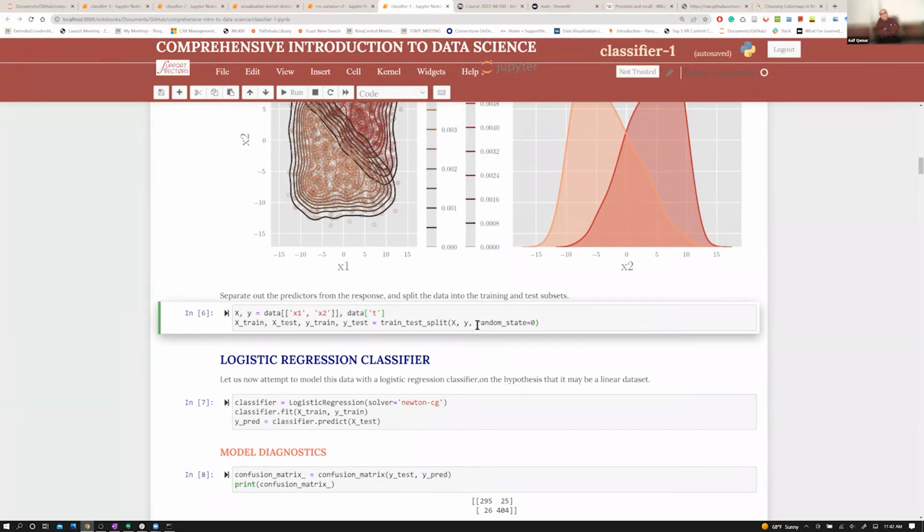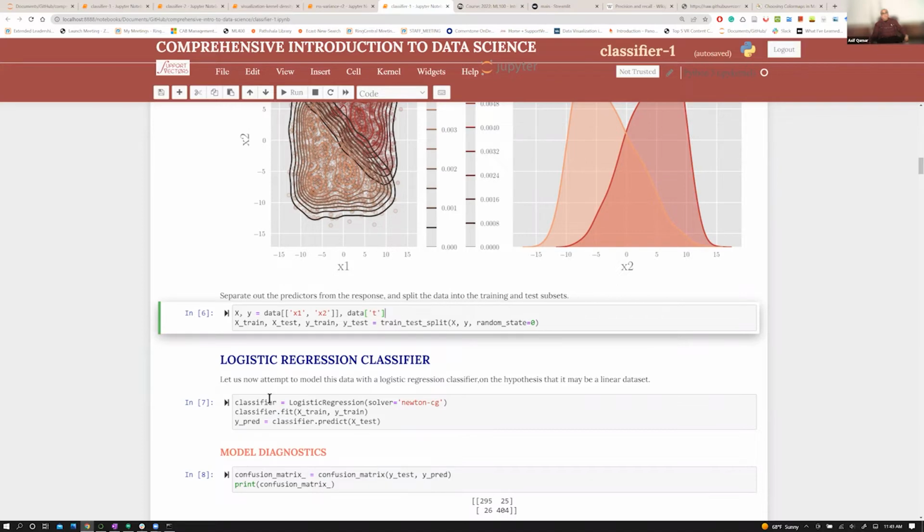And then we separate the data into training and tests. We need to hide the test set under the hood so that the algorithm doesn't know about it while learning. Then we take a logistic regression classifier. By the way, Newton conjugate gradient is a solving method. You don't need to take it. Even if you just say logistic regression is good enough, it will by default take something.